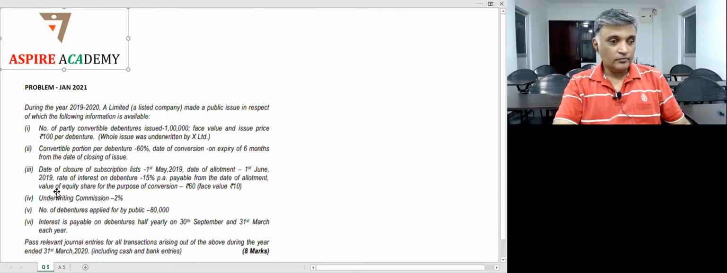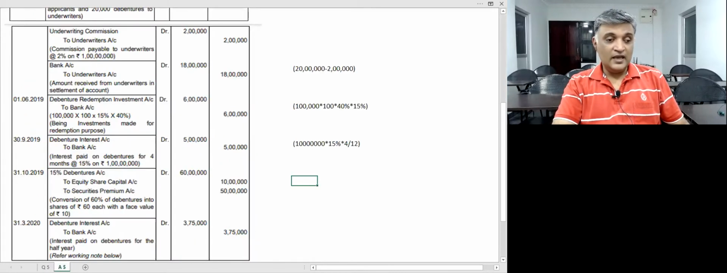Look at this. Date of closure of subscription is on 1st of May. Date of allotment 1st of June. Rate of interest is 15%, payable from the date of allotment. Value of the equity share for the purpose of conversion is 60. Face value is 10, but we are actually attributing a value of 60 for the purpose of conversion.